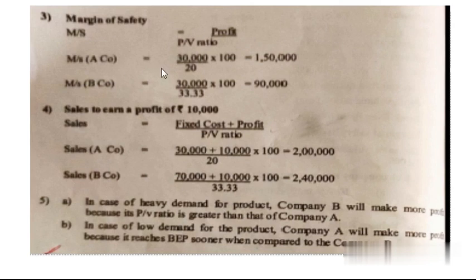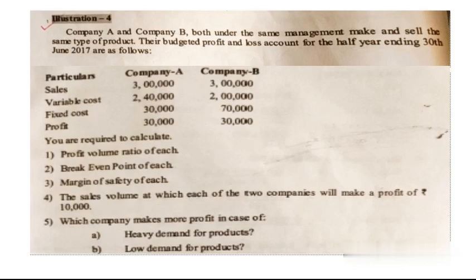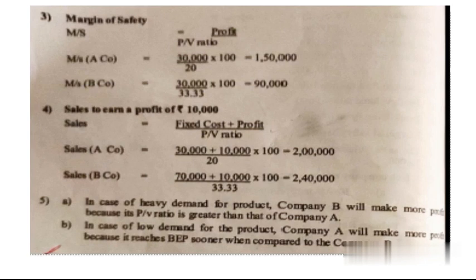So the sales formula: fixed cost plus profit divided by PV ratio. As we know the fixed cost for the problem, which is for A it is 30,000, for B it is 70,000. So 30,000 plus profit, which we are expecting, is 10,000, divided by PV ratio for A is 20%. So we are taking 20, so we will multiply by 100, or 20% directly you can take here. So 20 into 100 will give us 2 lakhs.